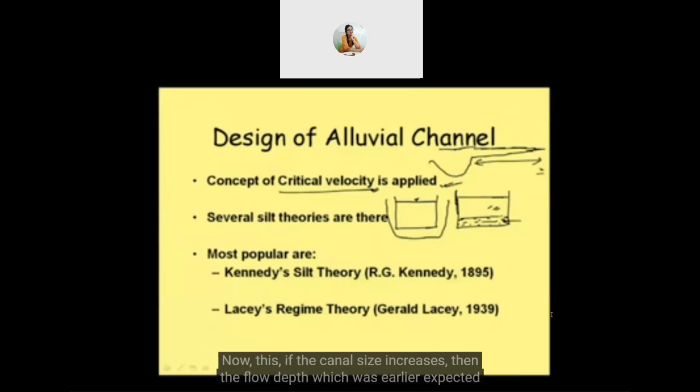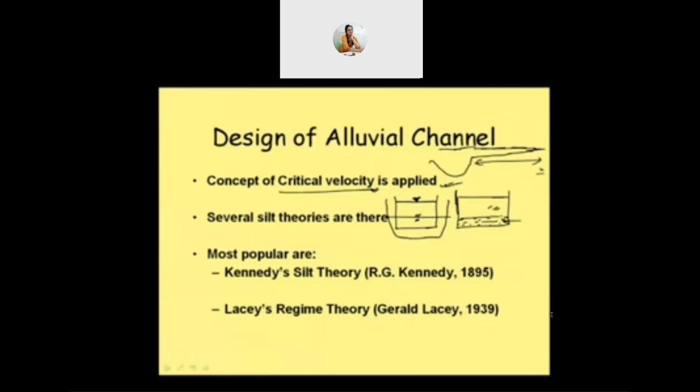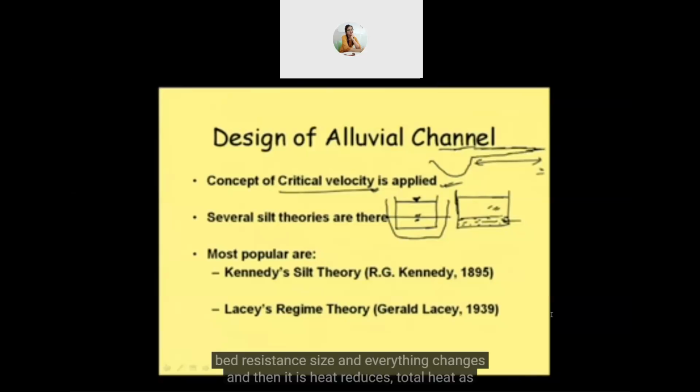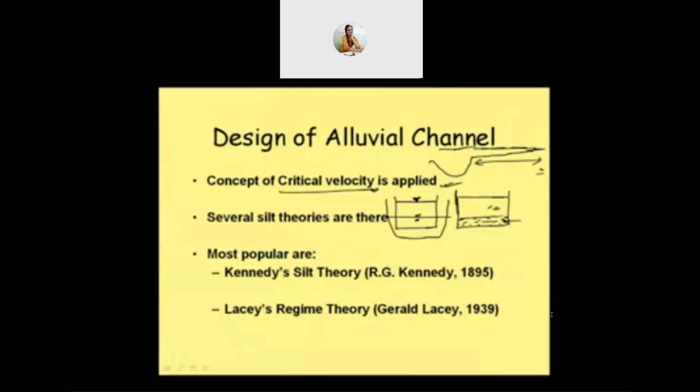Now, if the canal size increases, then the flow depth, which was earlier expected to be at this level, will come down to this level. And once the flow depth comes down, the distance to which it can travel will also reduce, because the bed resistance, size and everything changes, and then its head reduces. Total head, as we know, is Z plus depth of flow plus V square by twice g.